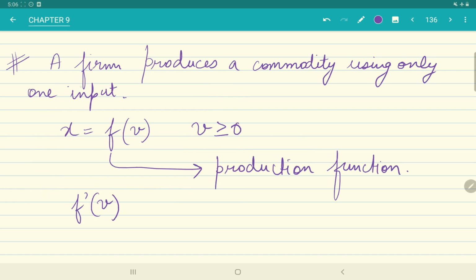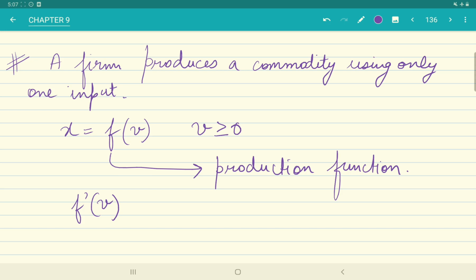We have a firm that is producing a commodity using only one input, and we have x is equal to f of v. V I know is greater than or equal to 0, and x is equal to f of v. X is the maximum production that you can obtain when you use v units of input. F is what I call my production function. Now it is often assumed that up to a certain level of input used, marginal product will be increasing.